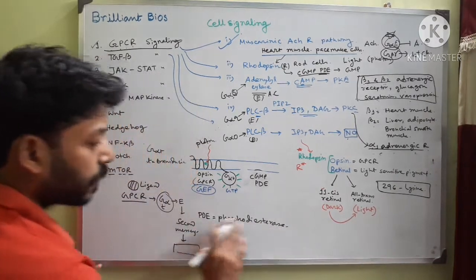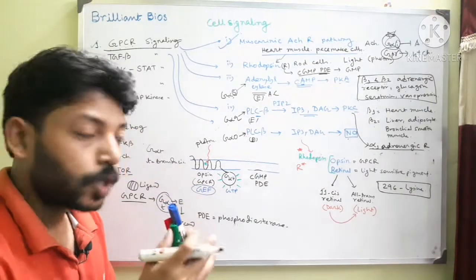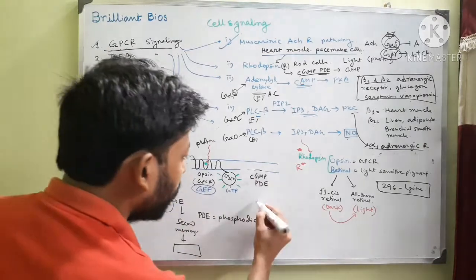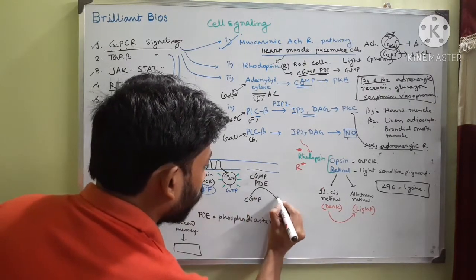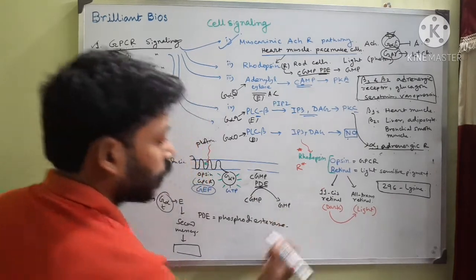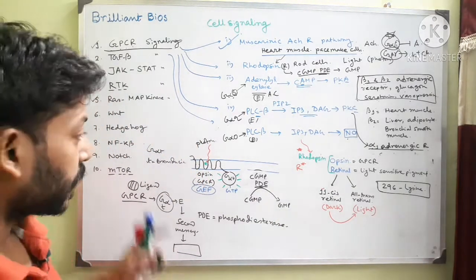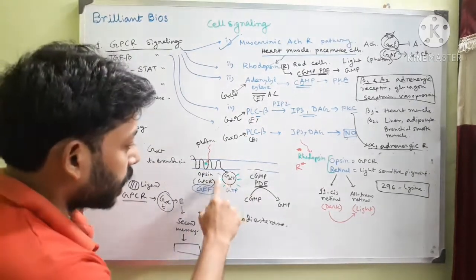That means this molecule can break the cyclical nature of cGMP. That means this PDE can convert cGMP into GMP. This is actually an enzyme that can convert cGMP simply into GMP, guanosine monophosphate. This is the signaling. Now, how does this PDE get activated by this GTP?